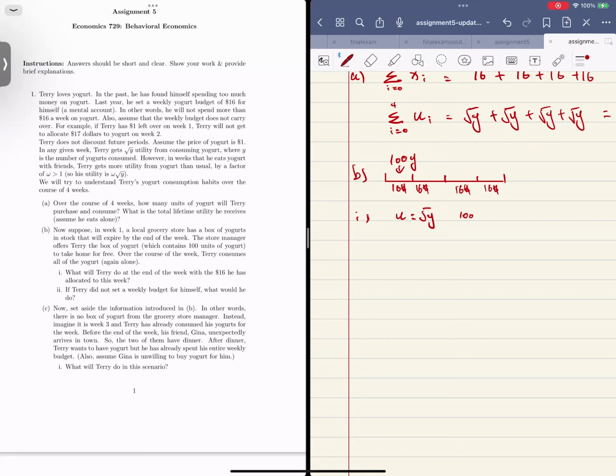Okay, so that's for part one. You just have to explain a little bit, because number 1 is mostly short response. You just have to explain the reason why. Okay, for part two, if Terry did not set a weekly budget for himself, what would he do? So if Terry does not set a weekly budget, which is the mental accounting, then the yogurt expires at the end of the week, right?